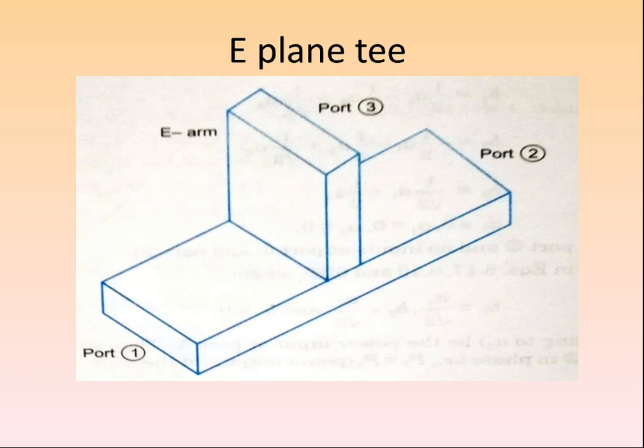In general, the power out of port 3, that is the E arm, is proportional to the difference between the instantaneous power entering from port 1 and port 2. Also, the effective value of the power leaving the E arm is proportional to the phasor difference between the powers entering port 1 and port 2. When powers entering the main arm, that is port 1 and port 2, are in phase opposition, maximum energy comes out of port 3, that is the E arm.